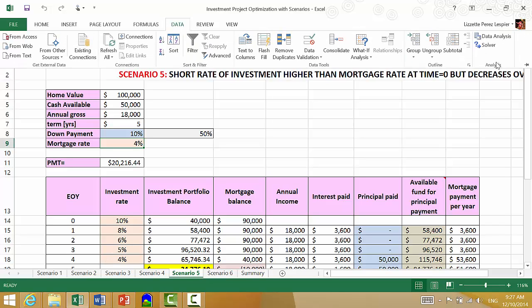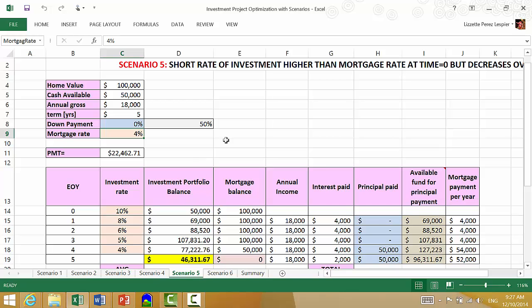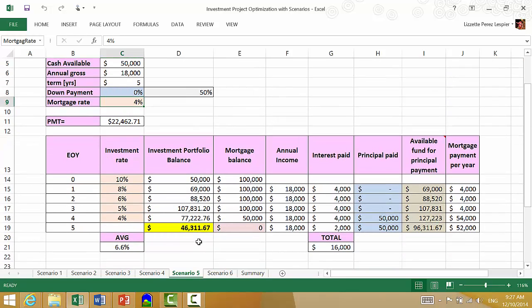And we run the model again with the objective function of maximization, decision variables, and constraints. And we attain an investment portfolio balance of $46,311.